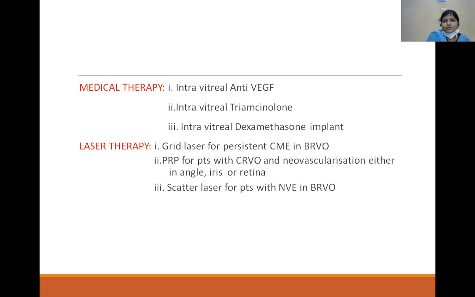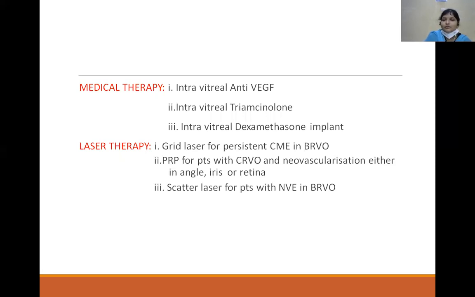In patients with neovascularization of the angle, iris or retina, we have to go for PRP. It is not mandatory to give pan-retinal photocoagulation in patients with CRVO. As a prophylaxis, it is not useful. Only when the patient develops neovascularization during the follow-up, then only we have to give PRP.